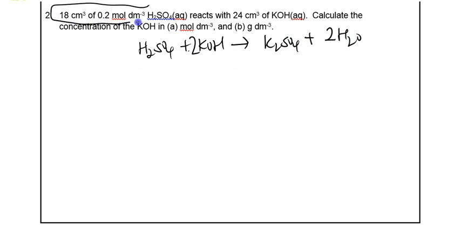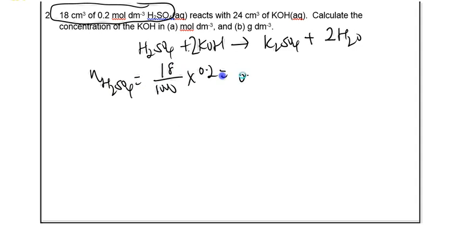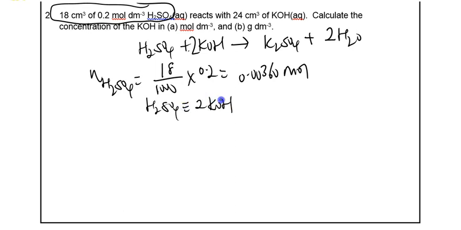I have the volume and concentration, which means I can calculate the number of moles of H2SO4. This is 18 over 1000 times 0.2, which gives me 0.00360 moles of H2SO4. And based on the equation above, 1 mole of H2SO4 is equivalent to 2 moles of KOH. So my number of moles of KOH is 0.00360 times 2, which is 0.00720 moles of KOH.